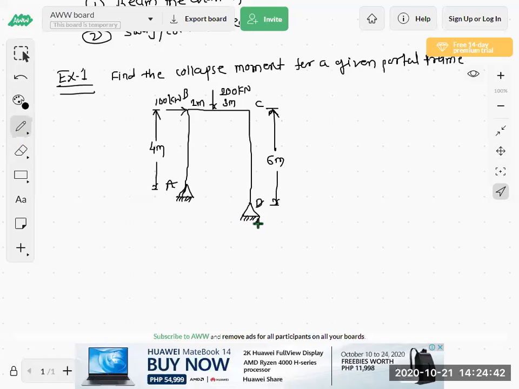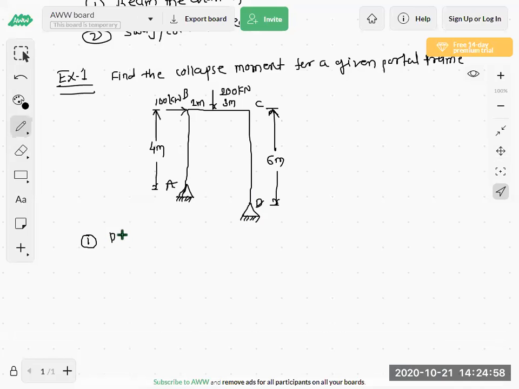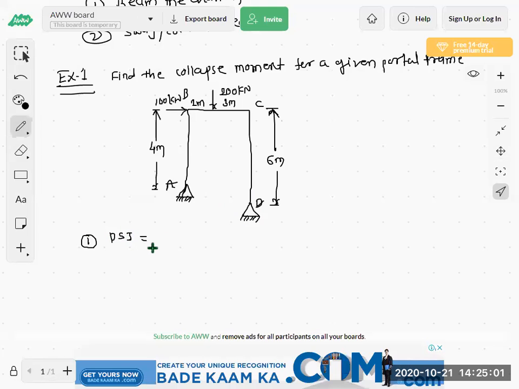Okay, so now for this frame we have to calculate how many minimum mechanisms we have to solve. As per the earlier procedure, we will calculate the DSI first for this frame. DSI, degree of static indeterminacy, is equal to the number of support reactions minus the number of equations.